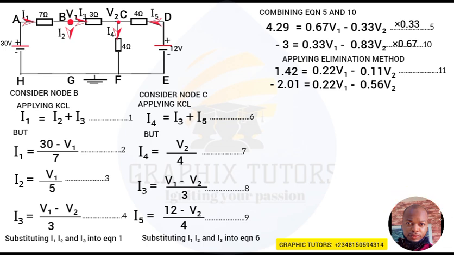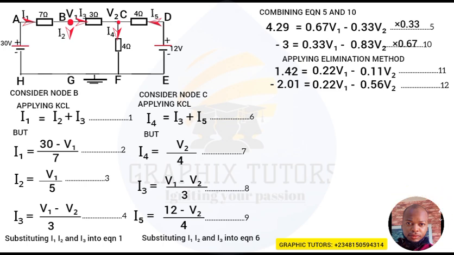That will be my equation 12. Now what do you notice? The coefficient of V1 in both equations is the same, which is 0.22, 0.22. Now since both of them are positive, I will subtract them. So if yours is negative, you are going to add them. But since both of them are positive, I will subtract them.